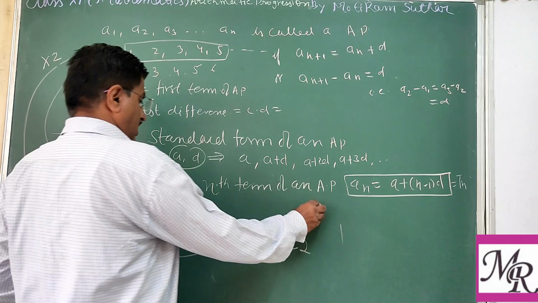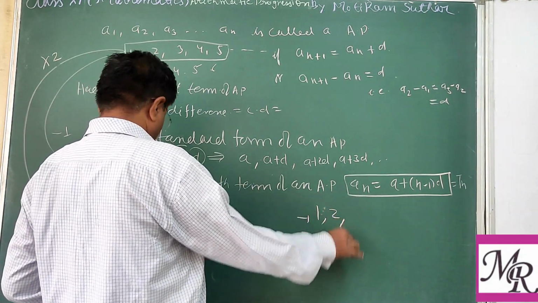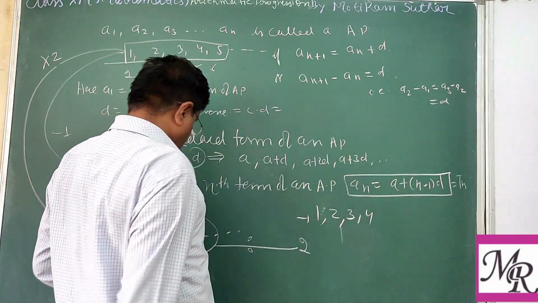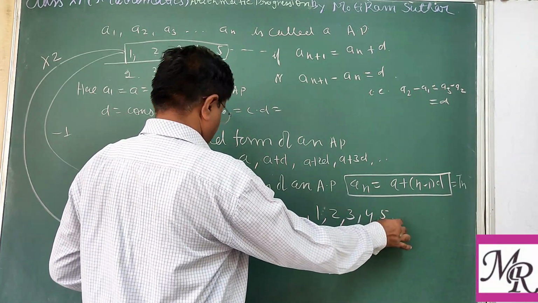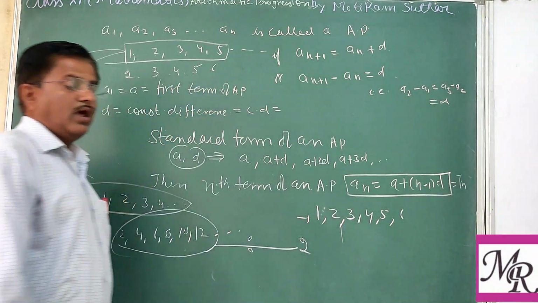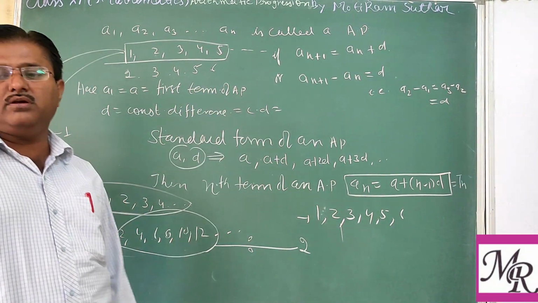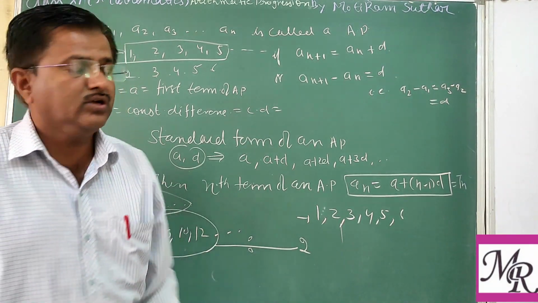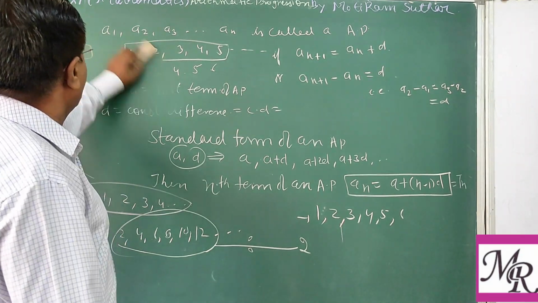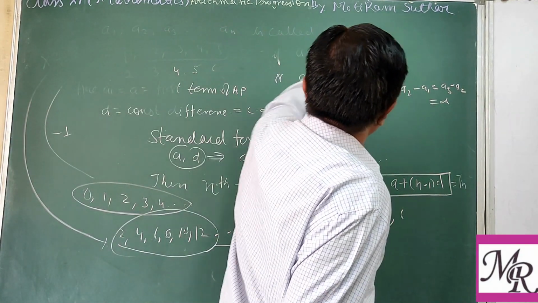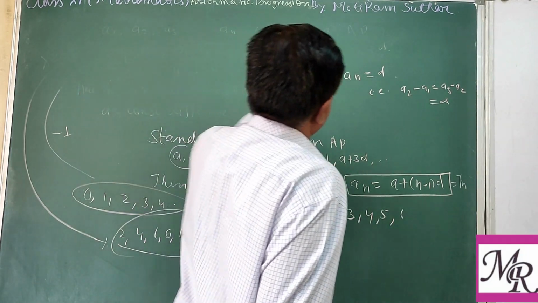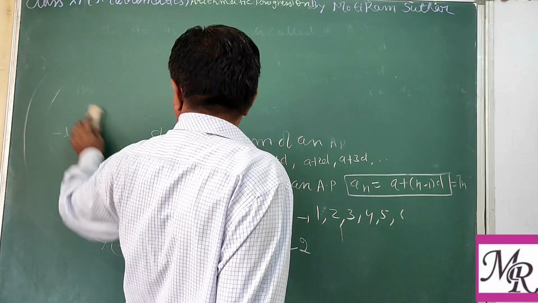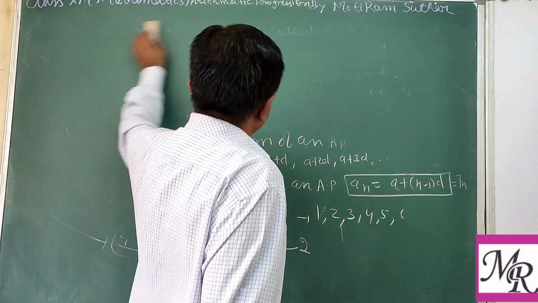2 divided by 2 is 1, 4 divided by 2 is 2, 6 divided by 2 is 3, 8 divided by 2 is 4, 10 divided by 2 is 5, 12 divided by 2 is 6. So when each term of an AP is divided by some constant, the resulting sequence is also an AP. So these are some properties of an arithmetic progression.